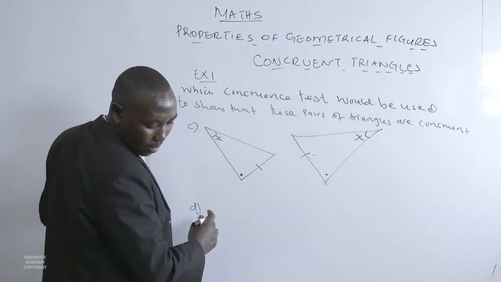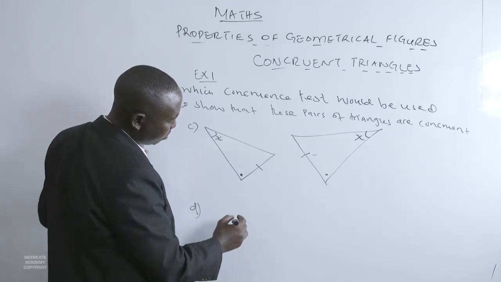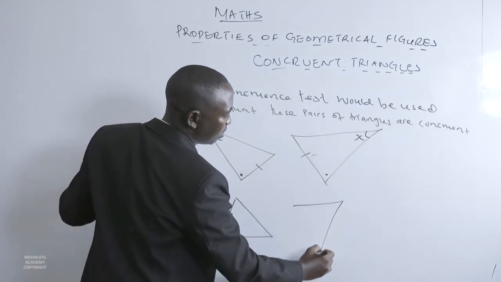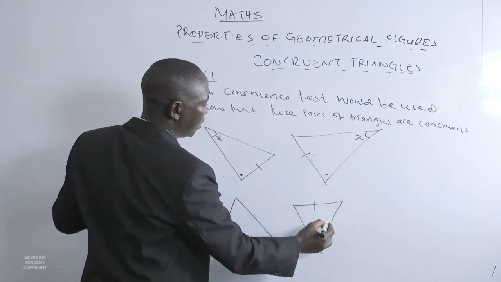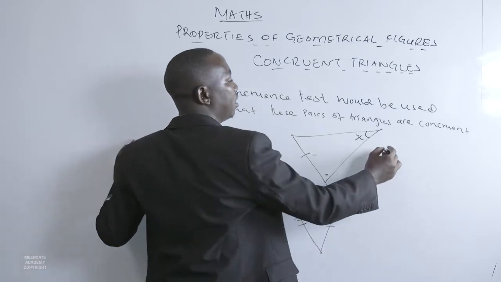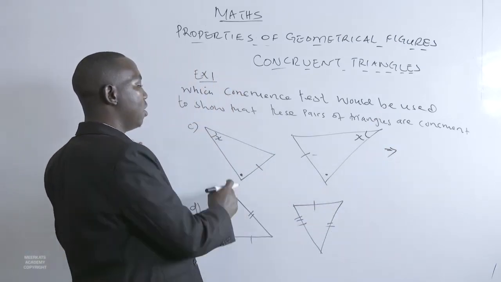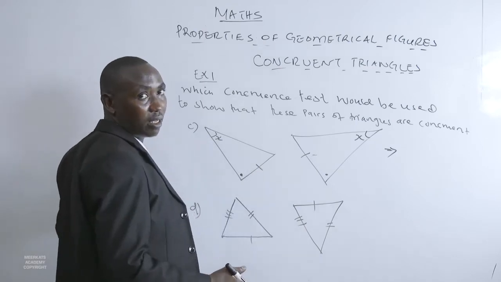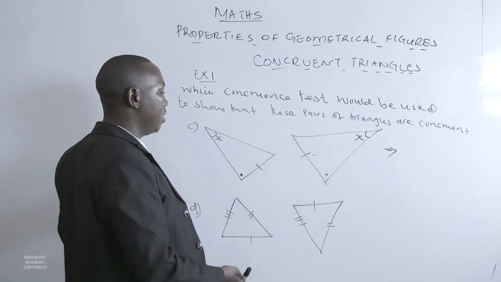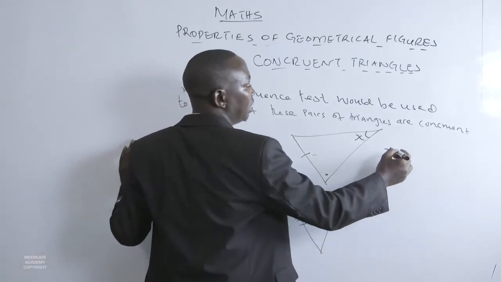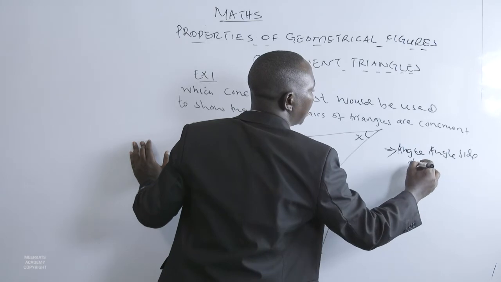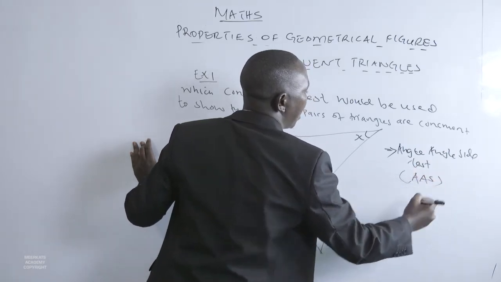Then number D. We have such a triangle. This side is equal to that, this side is equal to that, this side is equal to this side. So for this first case, we have got two angles and one side. So that automatically takes us to the angle angle side, because you have the angles and one side. So this is the angle angle side test, or the AAS.